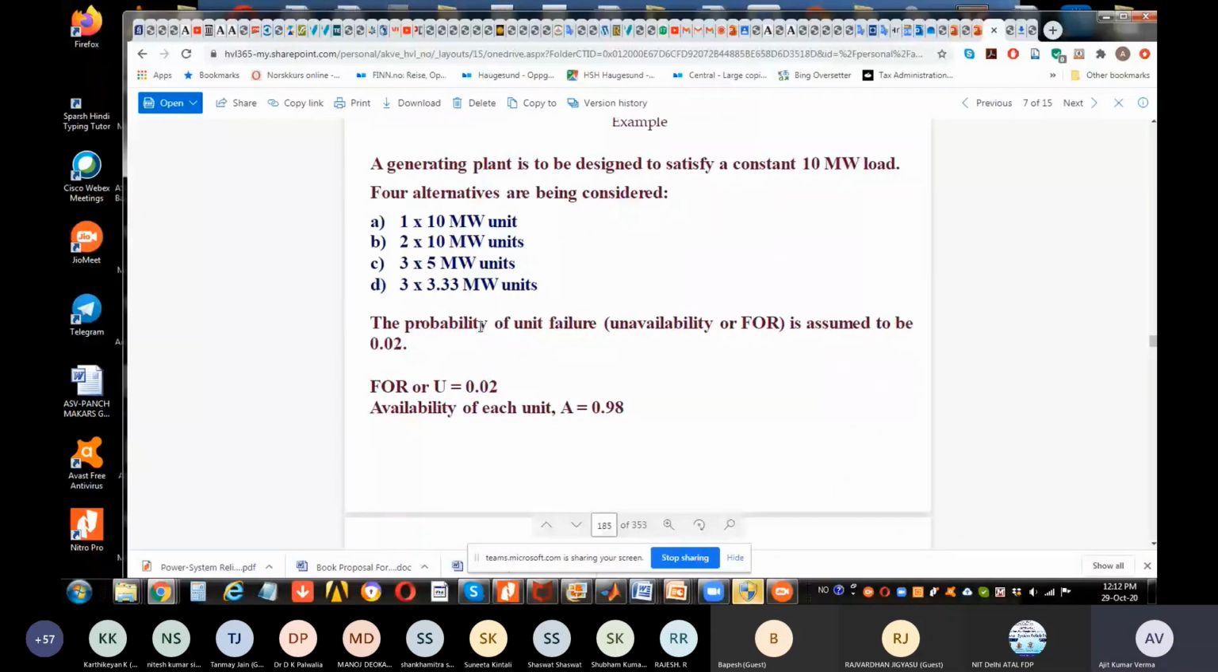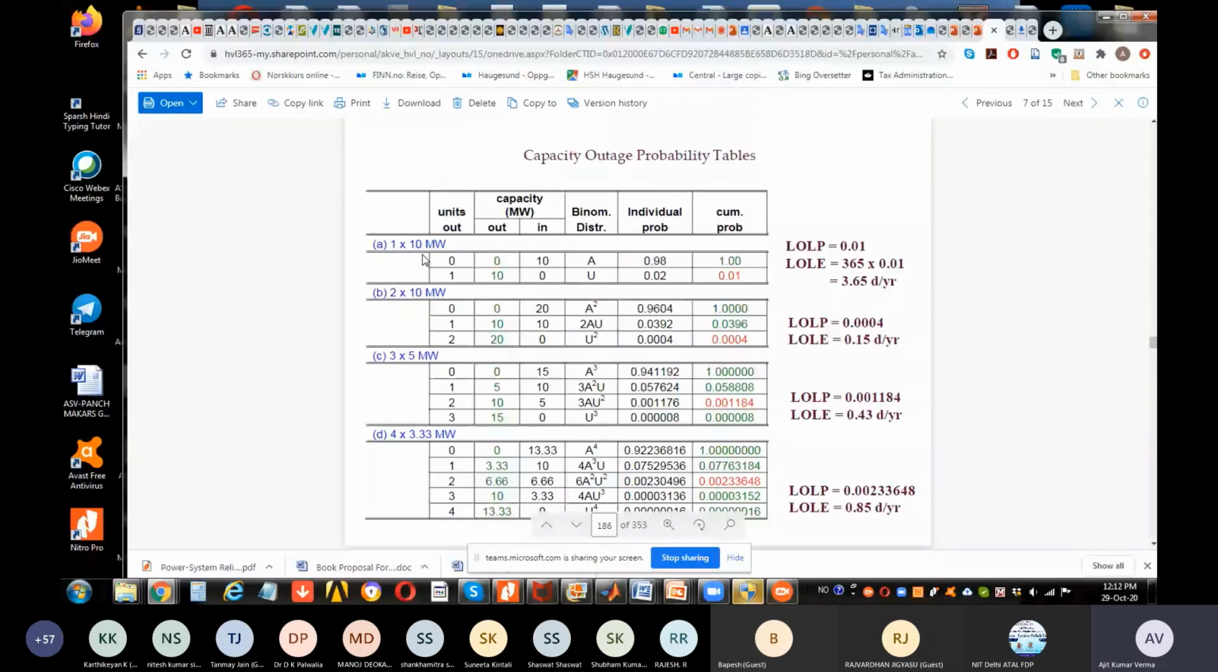So 1 into 10 megawatt, so either you have 0 or 10, that means 0 out or 10 out, so 10 in, 0 in. So what is the availability? 0.98, the probability. And what is the probability here? 0.02. So cumulative probability, of course, is this.